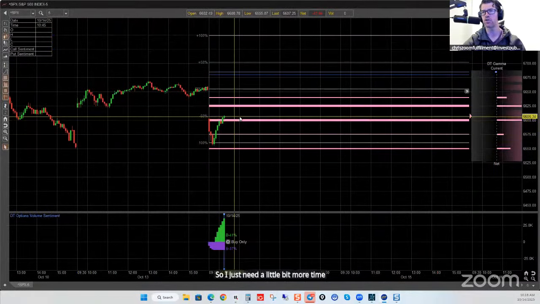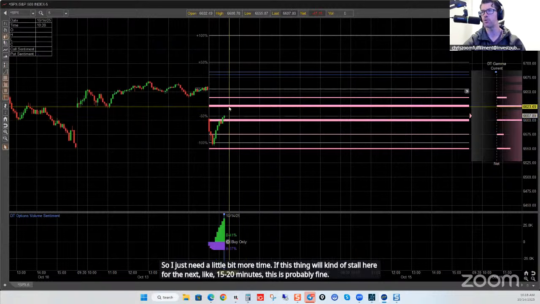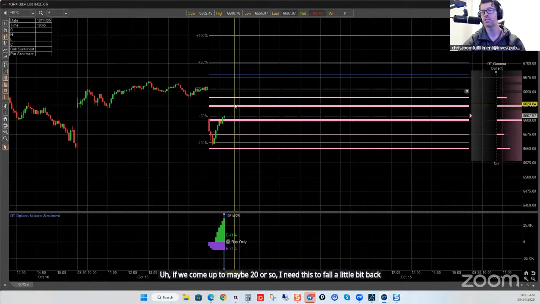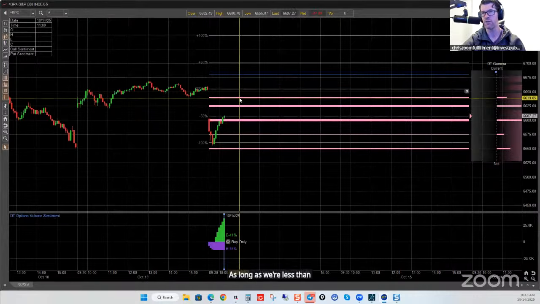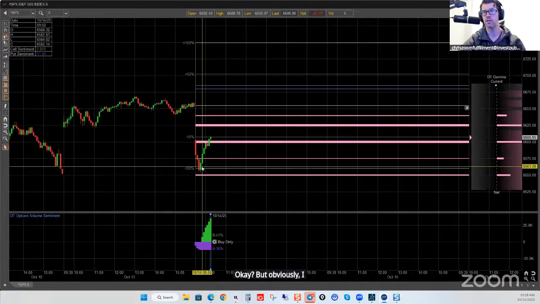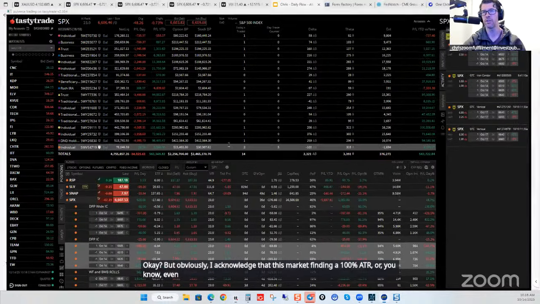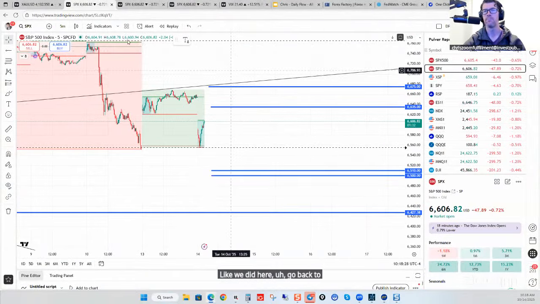If this thing will kind of stall here for the next like 15, 20 minutes, this is probably fine. If we come up to maybe 20 or so, I need this to fall a little bit back down. Obviously, the line in the sand for the day is 35. As long as we're less than 66.35, we're fine. But obviously, I acknowledge that this market finding a 100% ATR, or even me referencing the opening price like we did here. Go back to this.